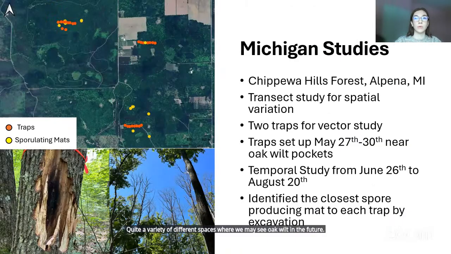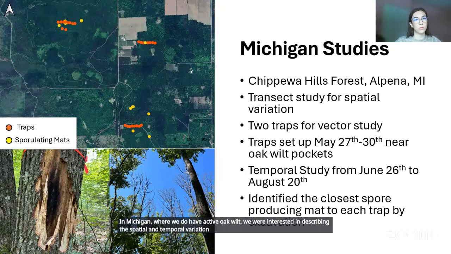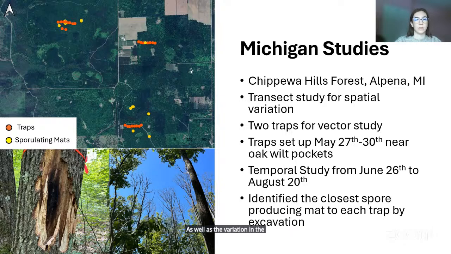In Michigan, where we do have active oak wilt, we were interested in describing the spatial and temporal variation in the overland spread of oak wilt, as well as the variation in the amount of pathogen that vectors are carrying. So for those of us familiar with the shape of the Lower Peninsula, Alpena is kind of in like the first knuckle of your first finger. So that's where this was.